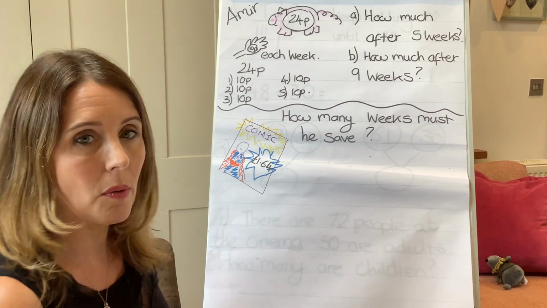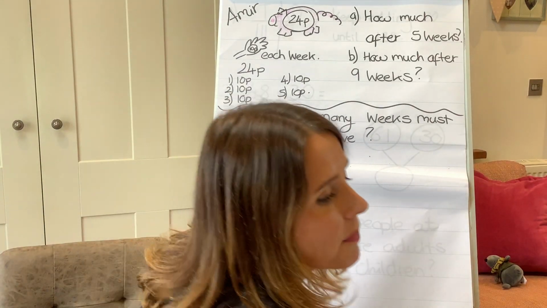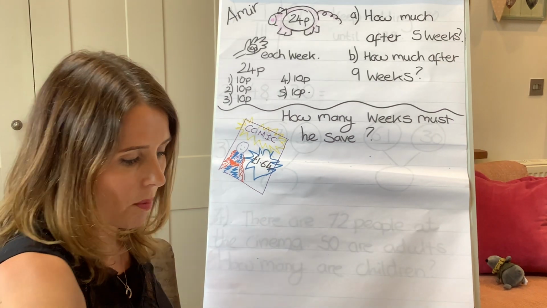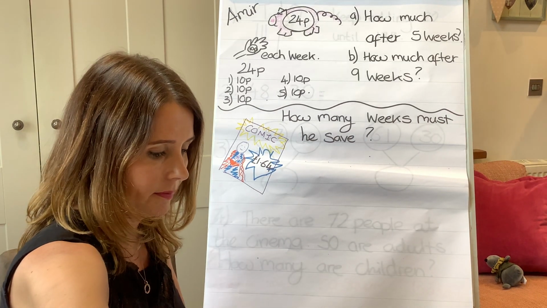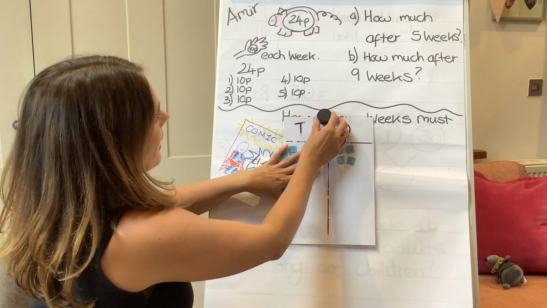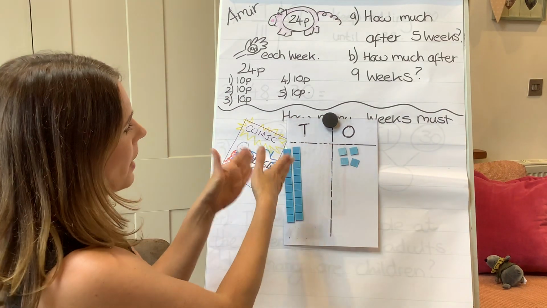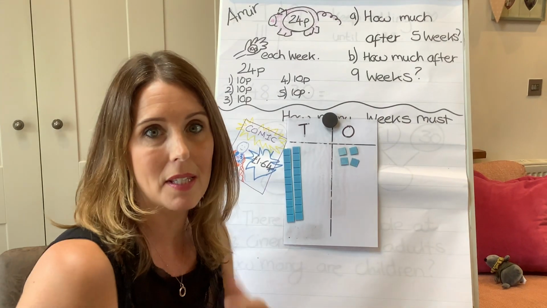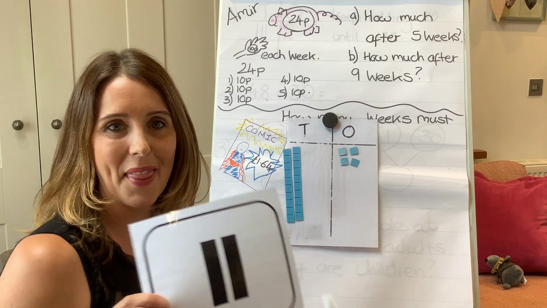Now if you want to, you can use your base 10 to help you. So you can start off with 24. Like this. Or you can even get 10 pence coins, and you can make 24 pence out of 10p coins and 1p coins, and keep adding on 10p each time and see where you get to. So pause it and have a go at that one.